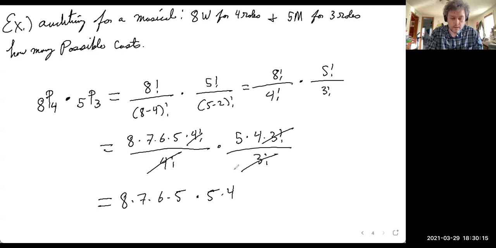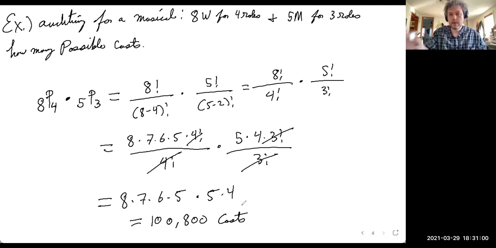It's getting pretty big. So 8 times 7 is 56 times 6 is 336 times 5 is 1,680 times 5 is 8,400 times 4 is 33,600. I feel like I made a mistake. 8, 7, 6, 5, 5, 4, 3. Yeah, I must have input something wrong. So that's 100,800 casts that could be formed.